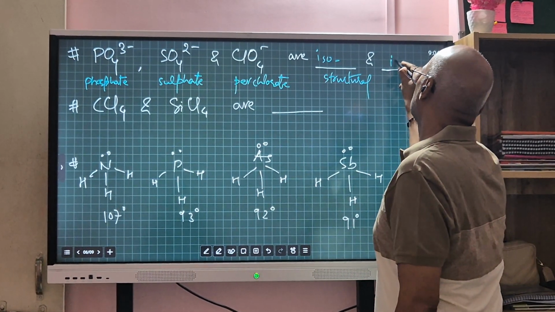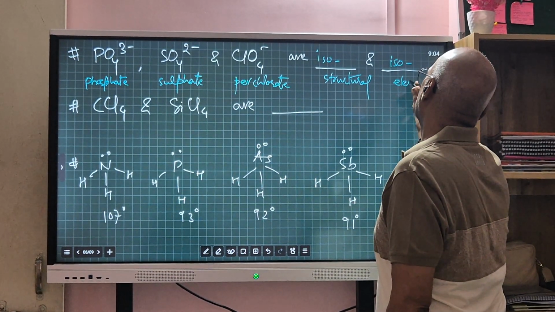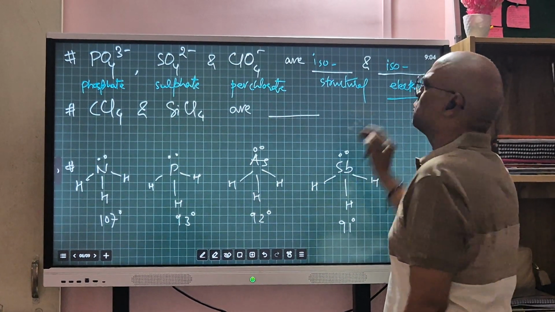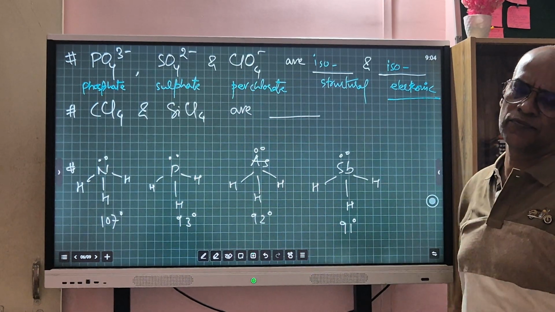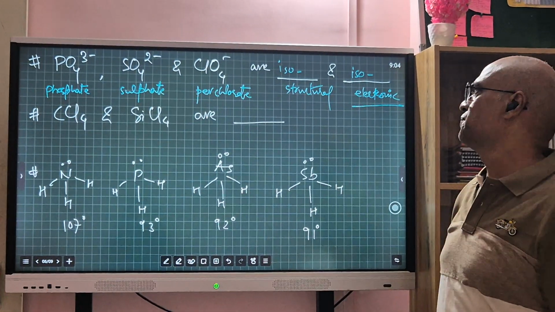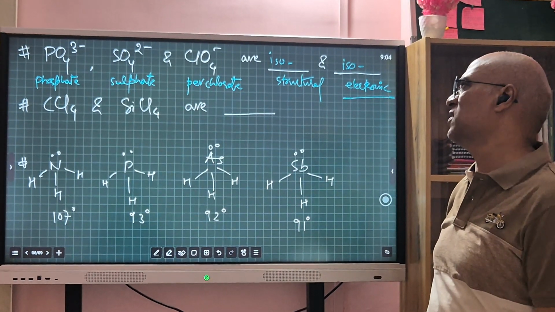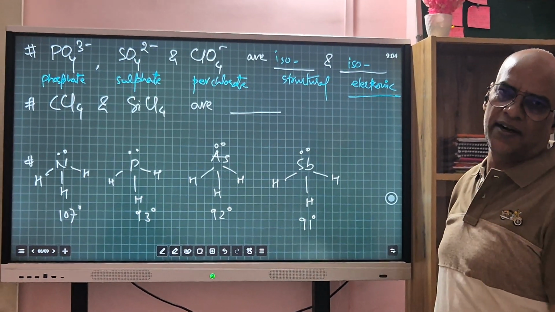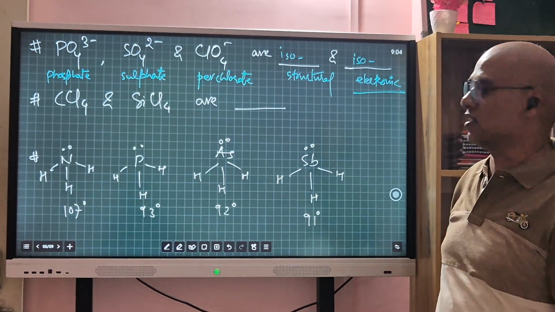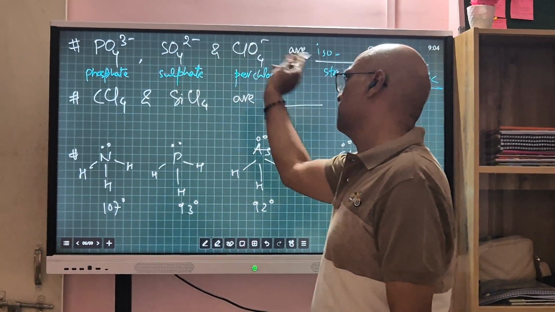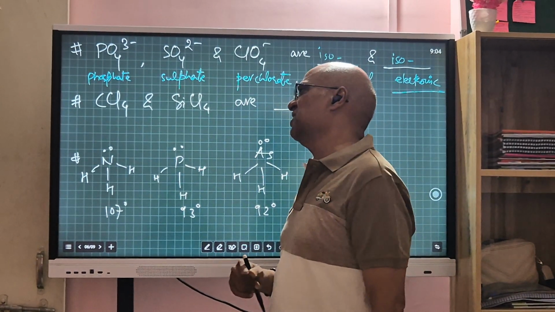As well as isoelectronic. You know the meaning? Isoelectronic means same number of electrons in the total species. You have to count the total electrons. And they have the same structure, that's why they are isostructural, that is sp3 pyramidal. Okay, draw the structure and find out the bond angle. I will ask in the next class. Okay, now day 3 I will ask what is the bond order in each case.